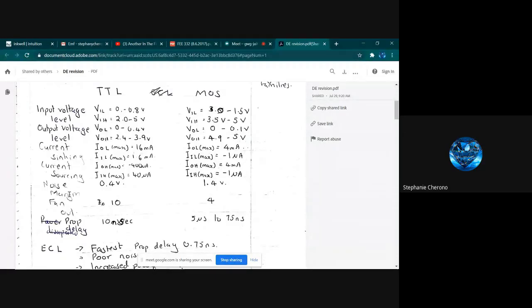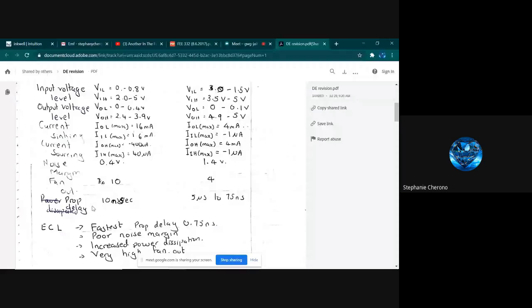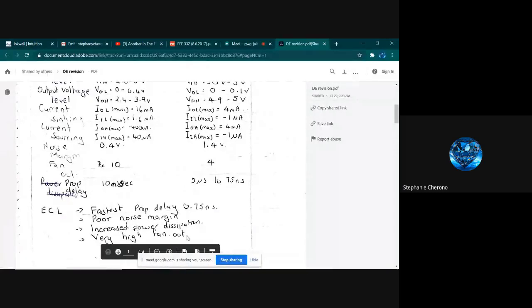So the fan out is basically the number of inputs that can be driven from the output of a gate. And in comparison, you can see TTL does better than the MOS family. So TTL can drive a higher number of inputs from the output, the fan out being 10 for TTL and for MOS being 4. And ECL has a very high fan out value.